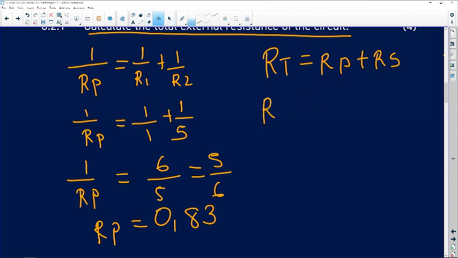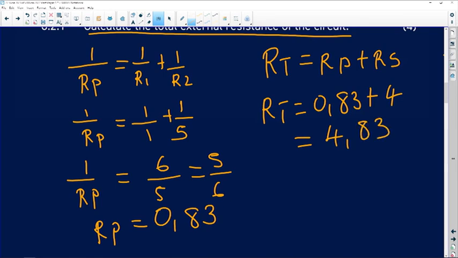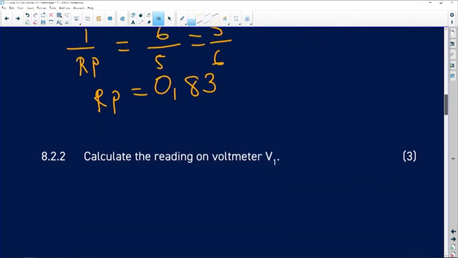We have R total equals 0.83 plus 4. We just add the 2 and get our final answer, which gives me 4.83. You can use your calculator to verify this one, but it is straightforward. So that's how you get the total resistance of the circuit. But here we're told the external resistance.